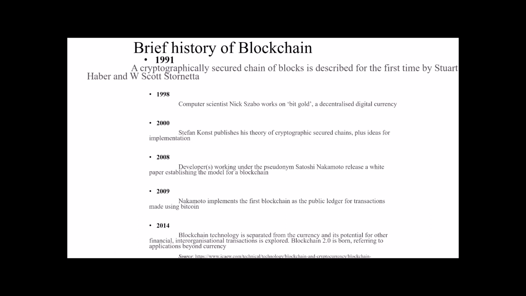So in early 2009, Satoshi Nakamoto implemented the first blockchain as the public ledger for transactions, and that is called Bitcoin. So Bitcoin is the first successful application of blockchain. Even though we come to know about blockchain based upon Bitcoin, actually the technology behind Bitcoin is blockchain itself, right?